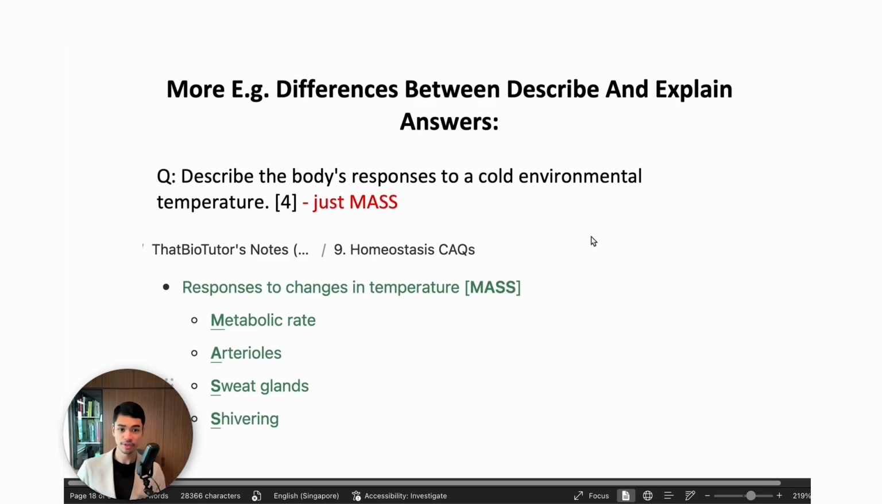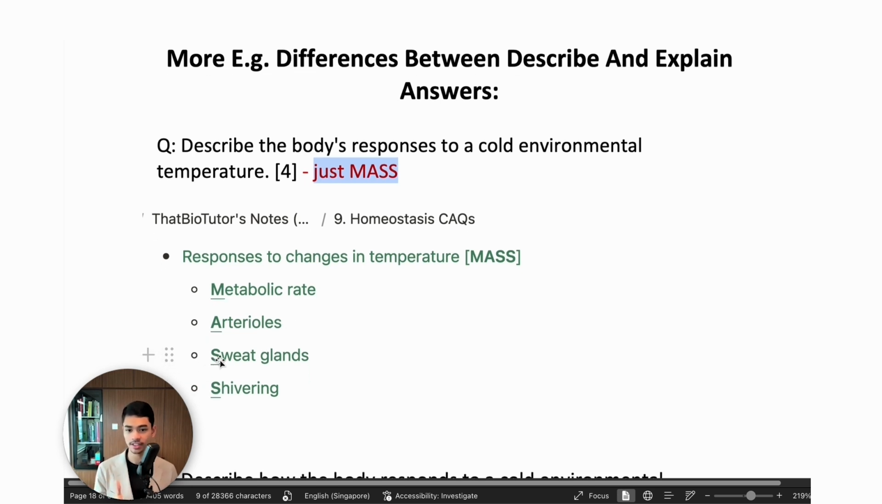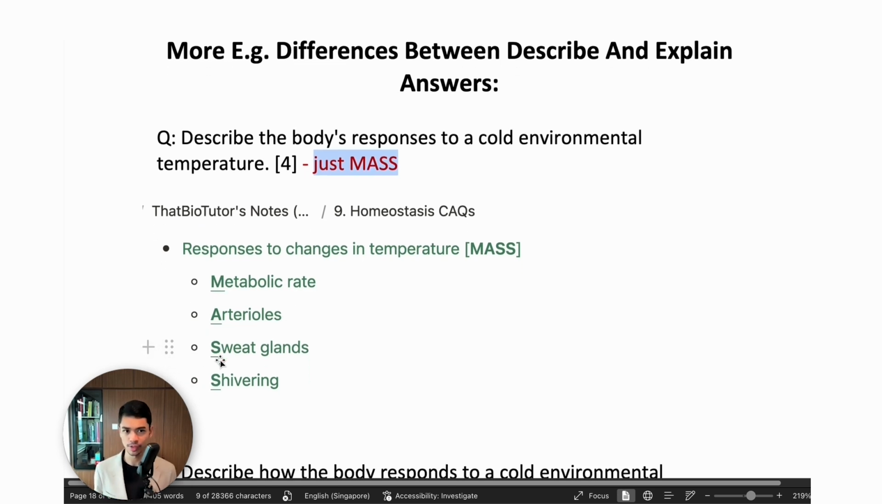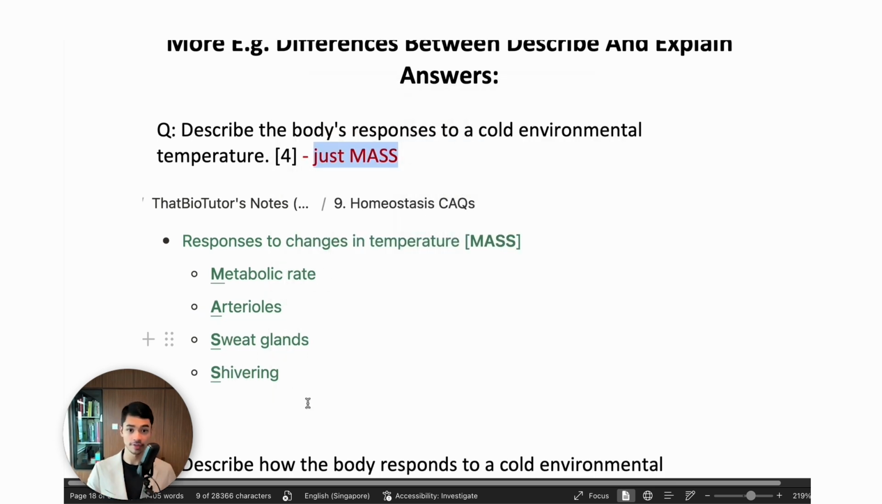So here are even more differences between describe and explain answers. So you can see here, right, describe the body's responses to cold temperature. So this is just the memory shortcut MASS, which is metabolic rate. Okay, if it's cold, then metabolic rate increases, generating more heat energy to raise your temperature. Arterioles constrict. And then sweat glands become less active. Because obviously, when you're cold, do you sweat more? No, you sweat less. This one is quite intuitive. And then shivering, you shiver when you're cold, right? Yeah, so shivering will be activated. So you just say these 4 things. And that is just describing these processes.